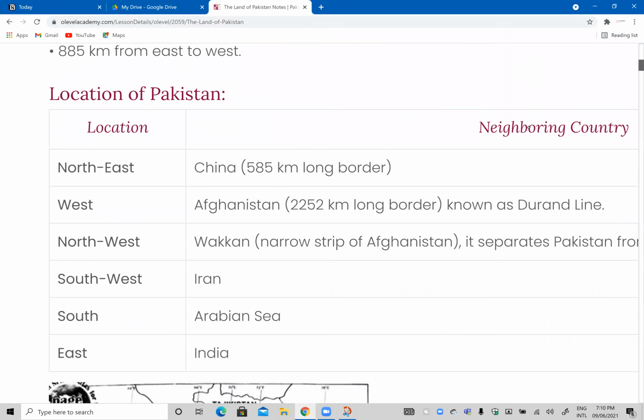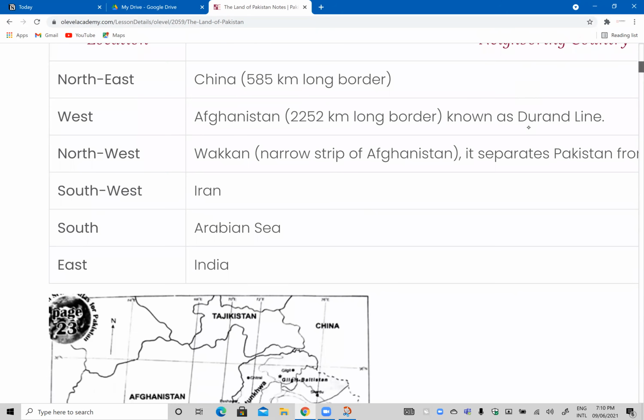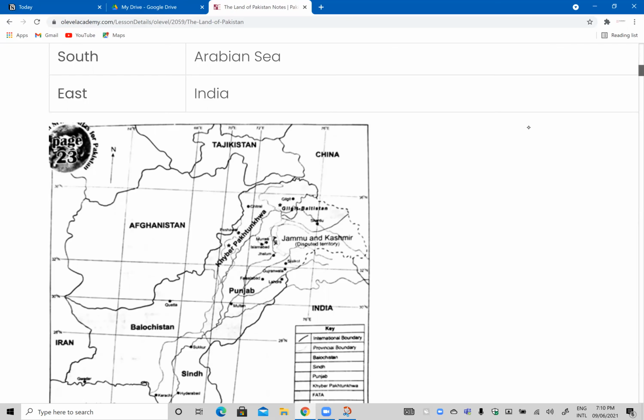If you look at the exact location, we have a border with China on the northeast side. If you look at the map again, guys, here's China on top. Can you see the cursor or no? Now, guys, can you see my cursor? Yes. You can? Okay, perfect.